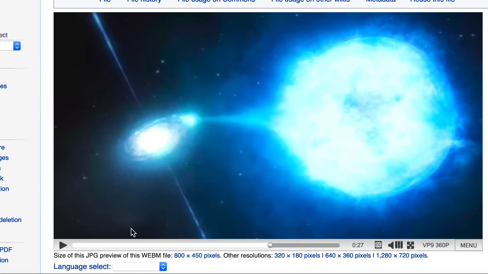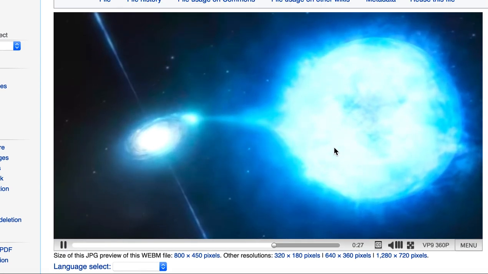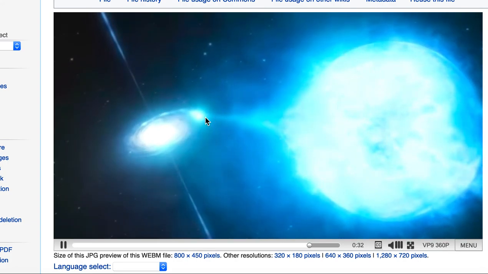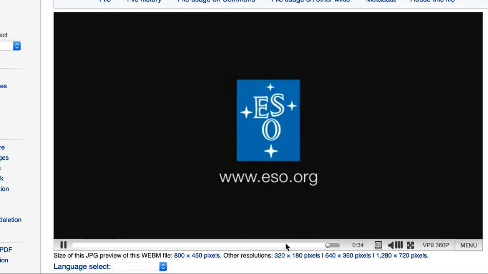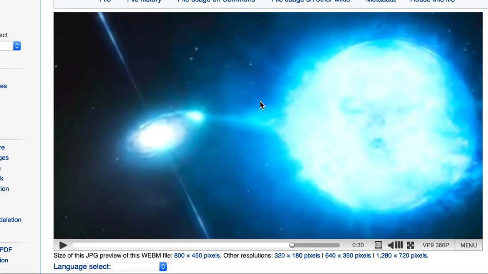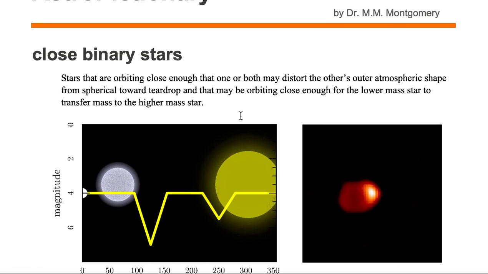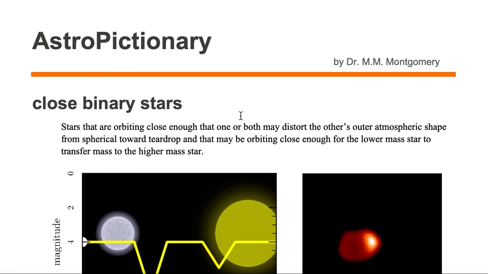So here we are with this animation, and as you can see, we have this secondary star. It's transferring mass to the primary, and the gaseous material is flowing in around in this accretion disk, and the material gets ejected along the poles. Notice the teardrop shape, the non-spherical shape, and that mass is being transferred when they're closer than that of the Algol AB system. So this is what we mean by close binary stars.